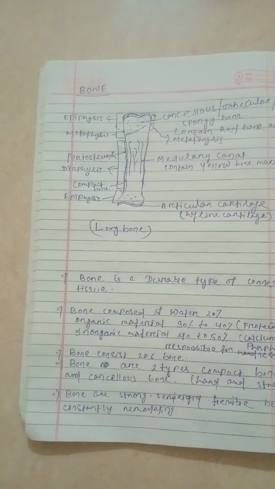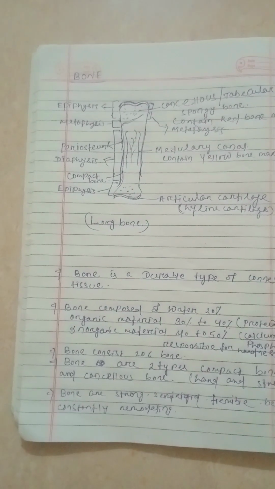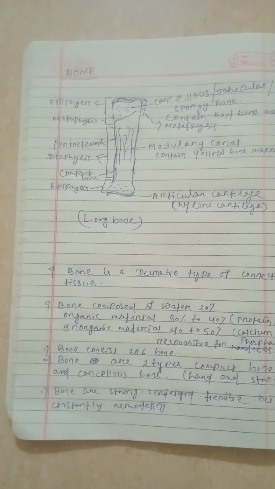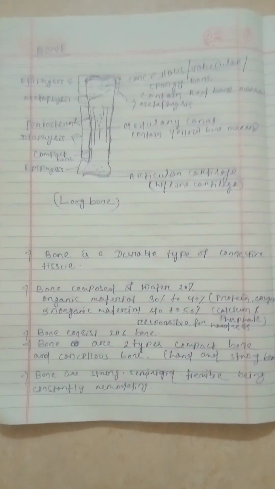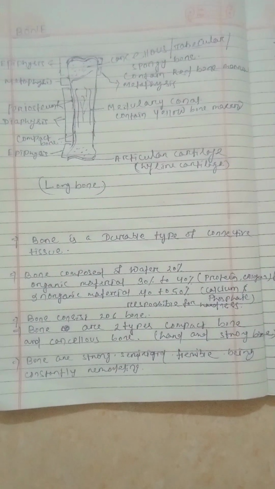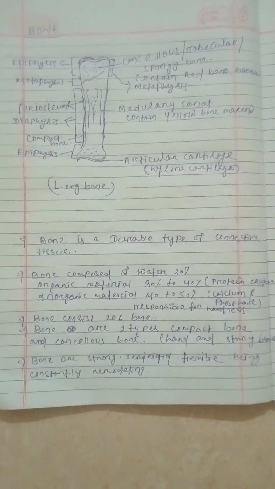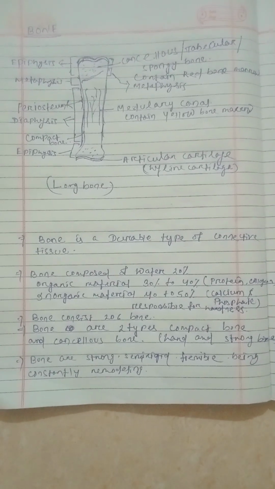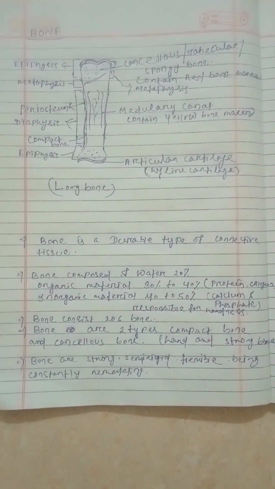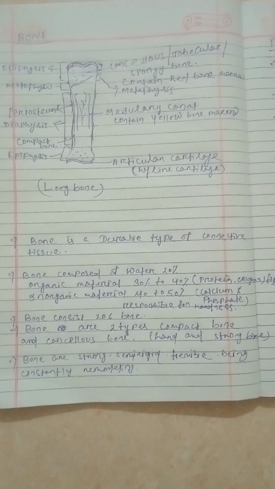Constantly remodeling. What does remodeling mean? Bone is made up of three cells: osteoblasts, osteoclasts, and osteocytes. The osteoclast is called the bone destroying cell. When someone has an accident, the osteoblast helps build new bone. This is called the remodeling of the bone.